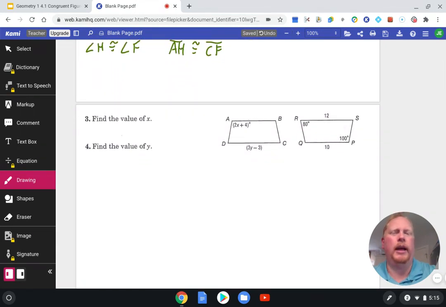Now here's a practical application of it. Here we have two congruent figures. How can I find the missing angles based off of these two congruent figures? So question 3 says find the value of x.